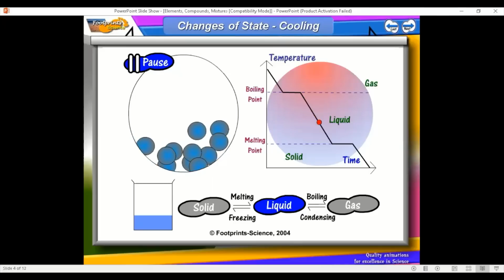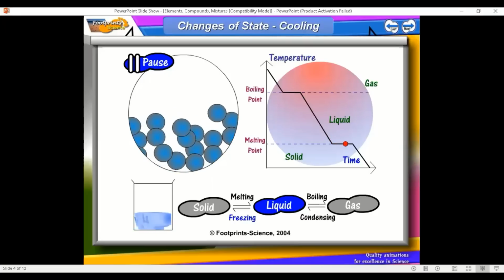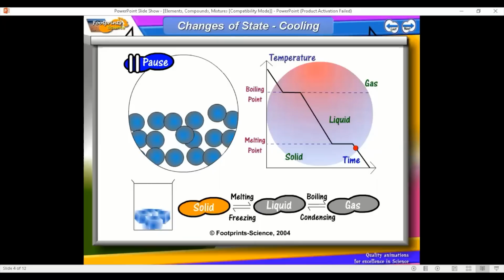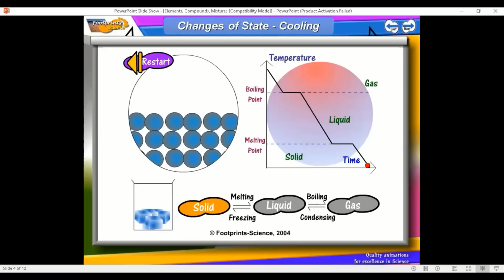You can see that the temperature is dropping to the point where it will become a solid. This could be the ice situation, where it's gone from a gas, you've cooled it to a liquid, and you're freezing it back into a solid. And that is interchangeable particle theory.